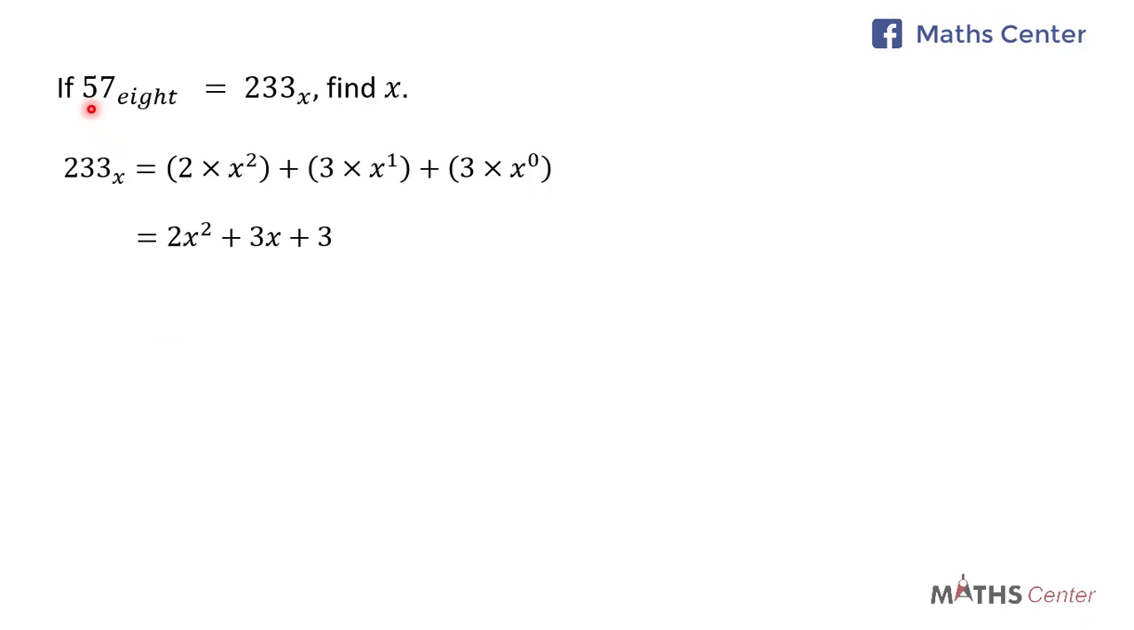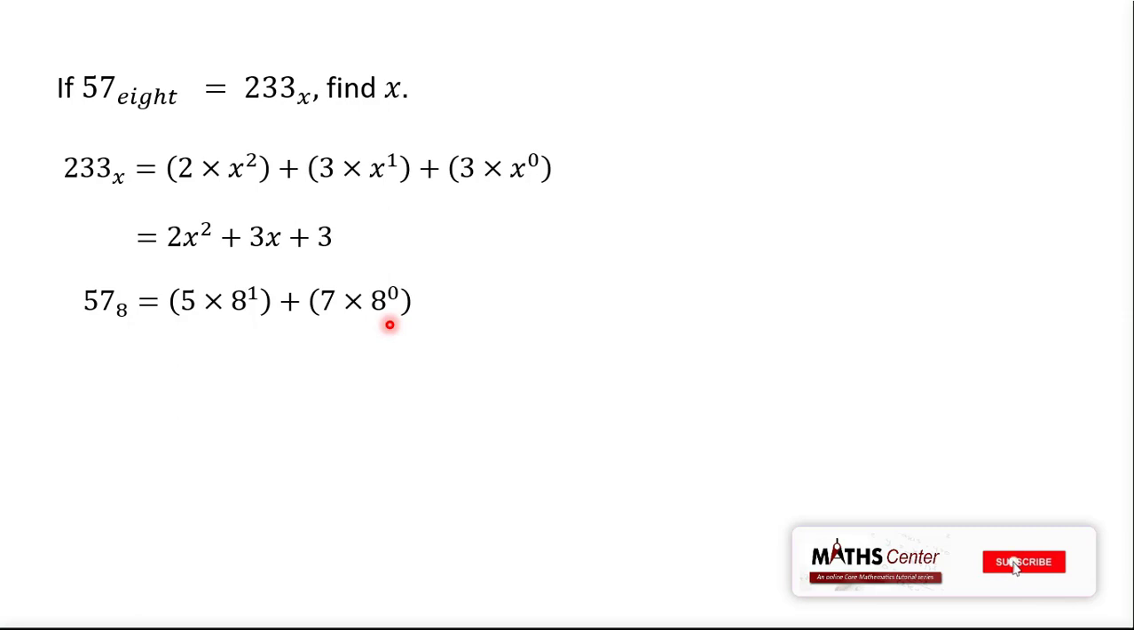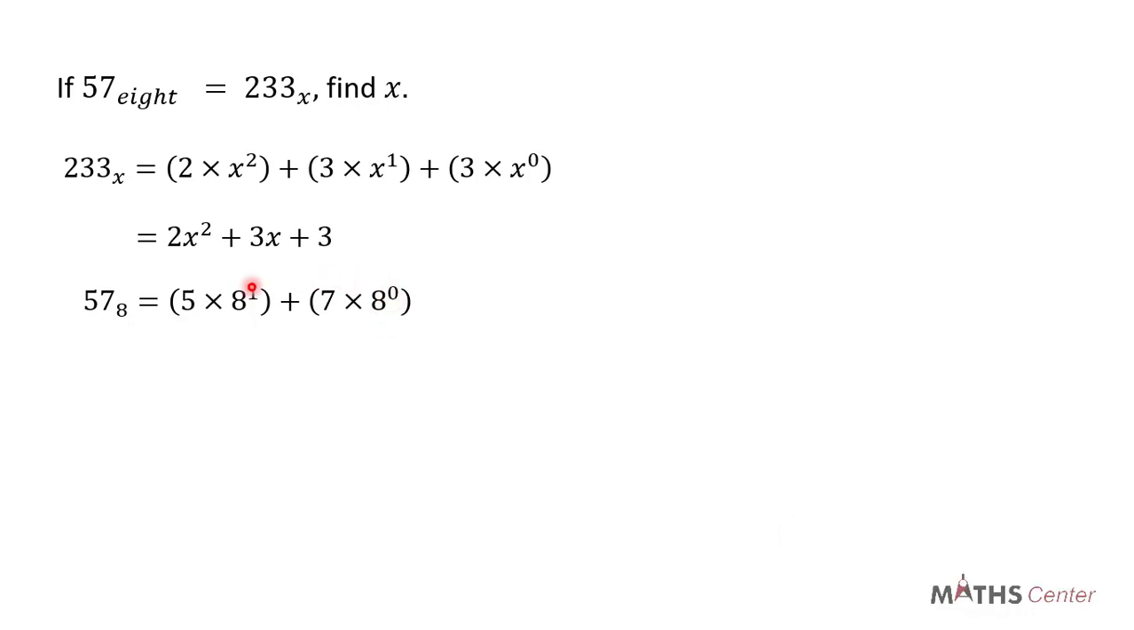Now let's convert 57 base 8 to base 10. We will do that by multiplying each digit by the base, which is 8. So we have 5 times 8, then plus 7 times 8. Then beginning from the right hand side to the left hand side, the first base will have an exponent of 0 and the second base will have an exponent of 1. So we will have 5 times 8 exponent 1 plus 7 times 8 exponent 0.